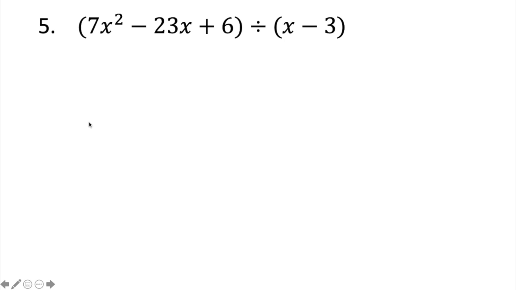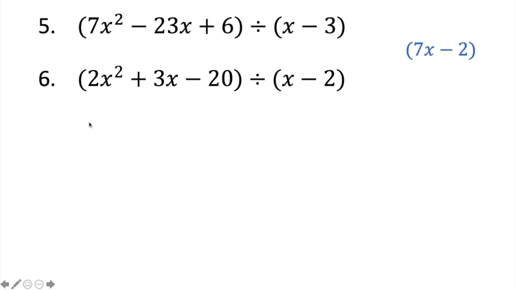Okay, now that I've shown you the solutions to the first 4 problems, there are 4 more, and you should try to do them on your own. Here's the first one, 7x squared minus 23x plus 6 divided by x minus 3. Solve this one. I hope you got the same solution I did, 7x minus 2.